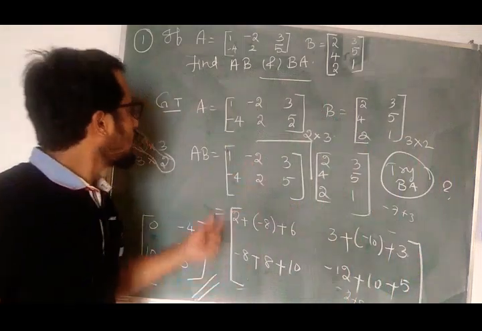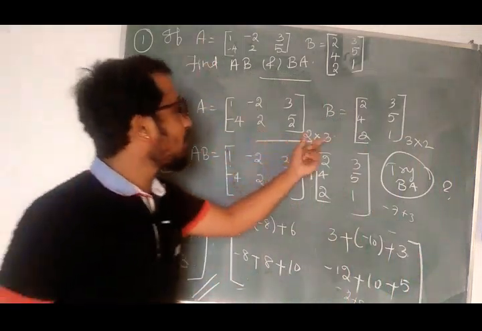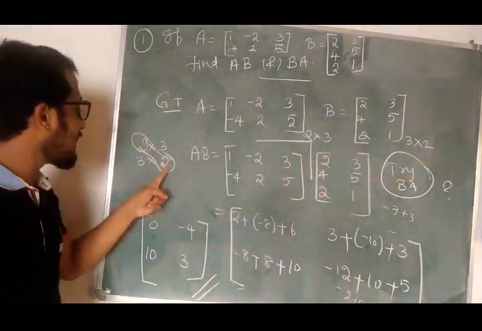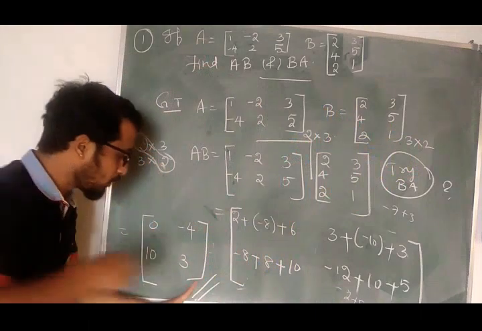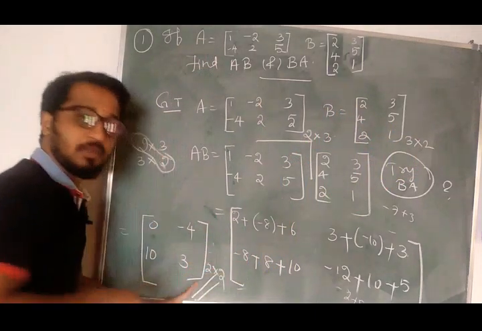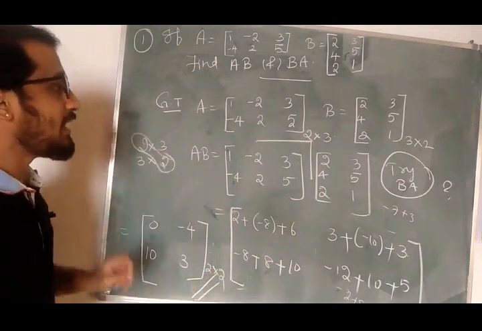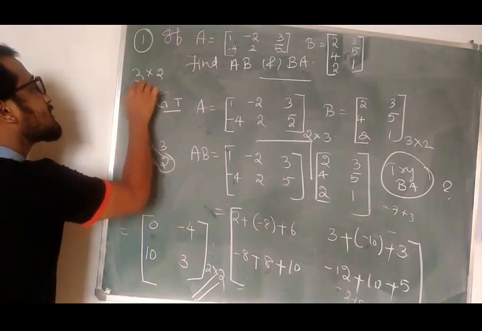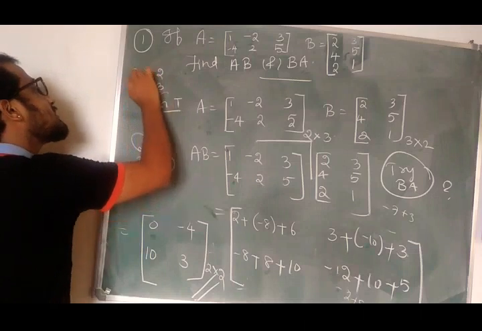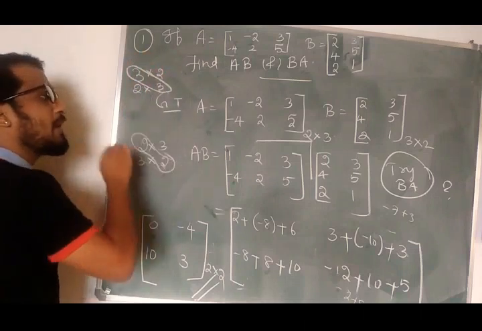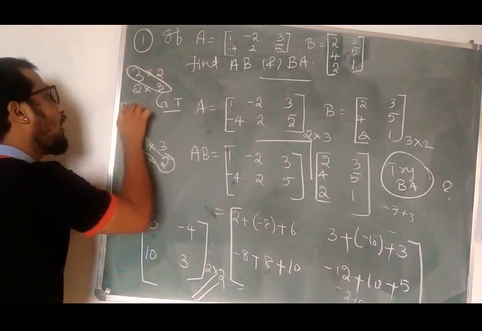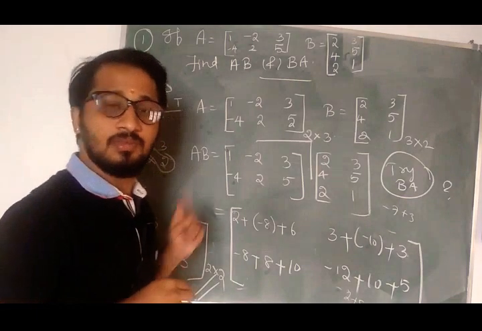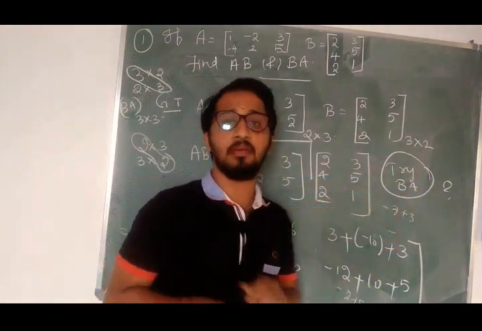Is it clear? So the first given matrix is of order 2 by 3, second matrix of order 3 by 2, then the resultant matrix is of order 2 by 2. You got a 2 by 2 matrix? Yes or no? In order to find BA, first matrix is of order 3 by 2, second matrix of order 2 by 3, then the resultant matrix is of order 3 by 3. That means BA order is 3 by 3. Yes or no? Find out that BA.